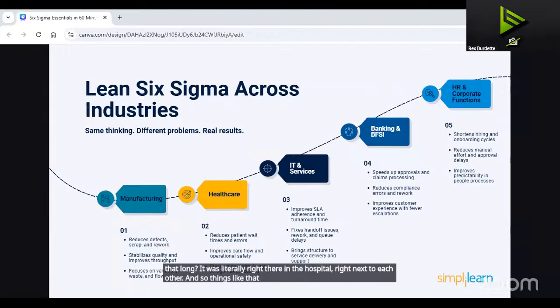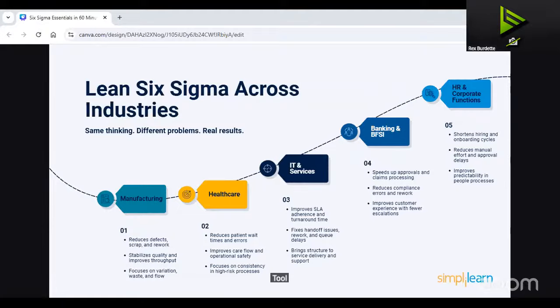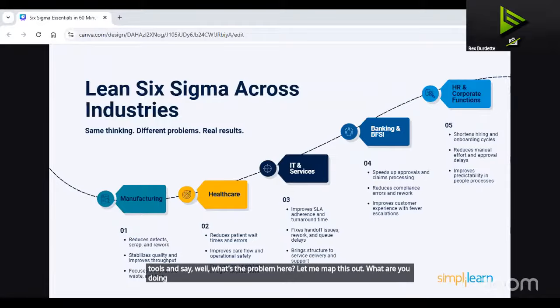And that's when you would go in and use your Lean and your Six Sigma tools and say, well, what's the problem here? Why? Let me map this out. What are you doing here? Well, they did a handoff procedure to somebody else, and I can't remember the word for it, but they were basically hemolyzing the blood while it was waiting. So there's time factors that can be sensitive.